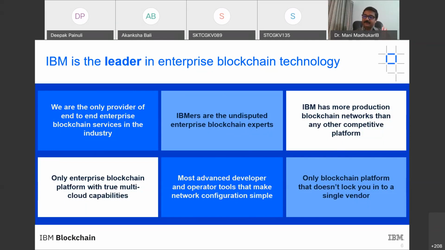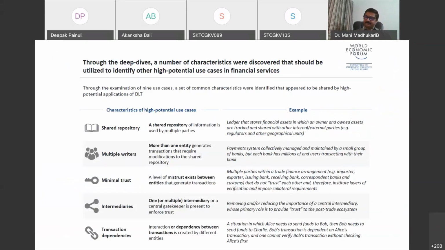So whenever you see IBM, you will not see IBM in a B2C space. You'll see more of IBM in the B2B space, right? Okay, so that's the reason why IBM is more suited to help organizations when it comes to creating solutions for enterprise blockchain adoption. Okay, we'll understand more about it, right? But these are a few reasons.